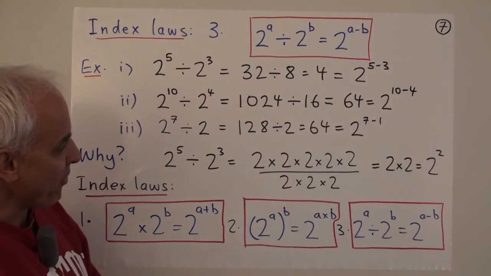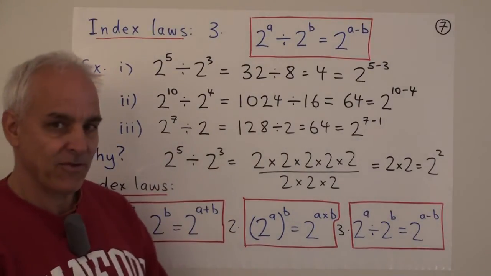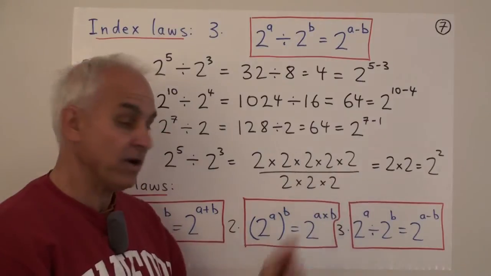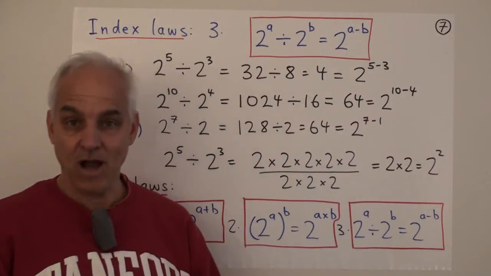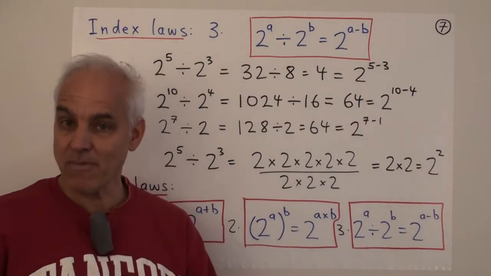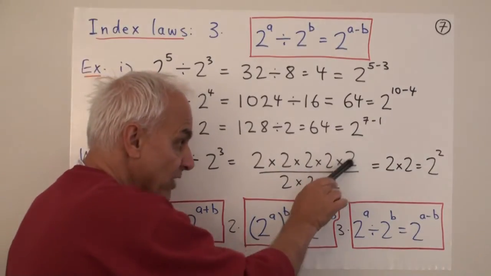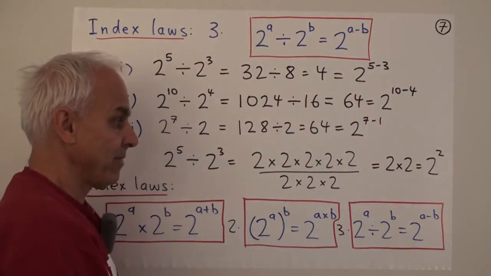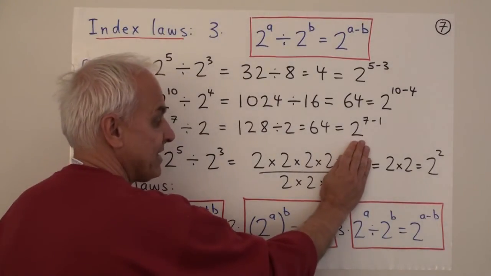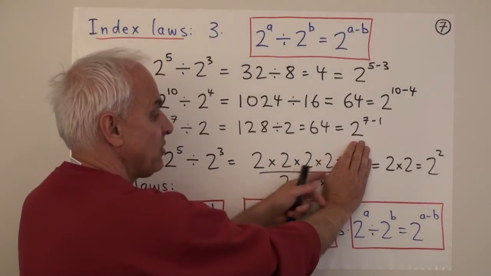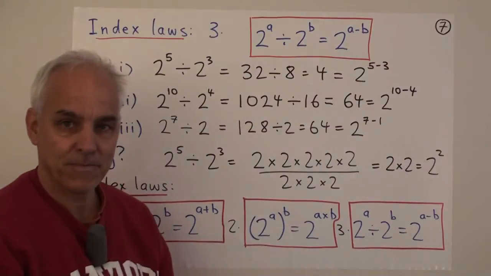Well, you have to remember that when you have a quotient like this, and there's a common factor in the numerator and the denominator, you can cancel that common factor and it won't change things. So we could cancel that 2 with that 2. In other words, the whole thing would be the same as 2 times 2 times 2 times 2 divided by 2 times 2.